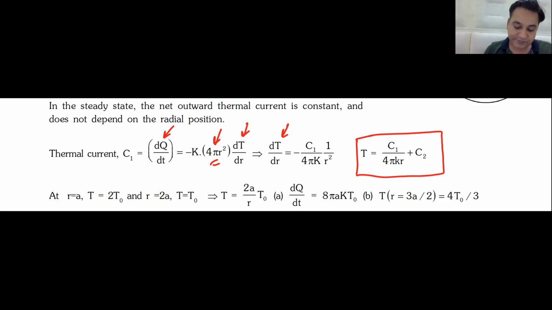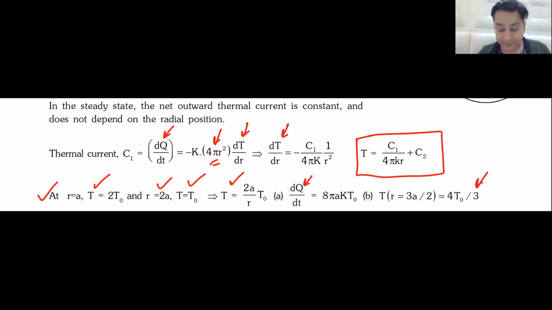Okay, sir. Then you put the values: at r equal to a, temperature is T naught; at r equal to 2a, temperature is T naught. You will get the relation between the two temperatures. Once you get the relation between the two temperatures, you can find the value of dQ by dt, and you can also find the temperature at a distance of 3a by 2. That is how it has to be done. Do we understand this? Okay, just keep this in mind.